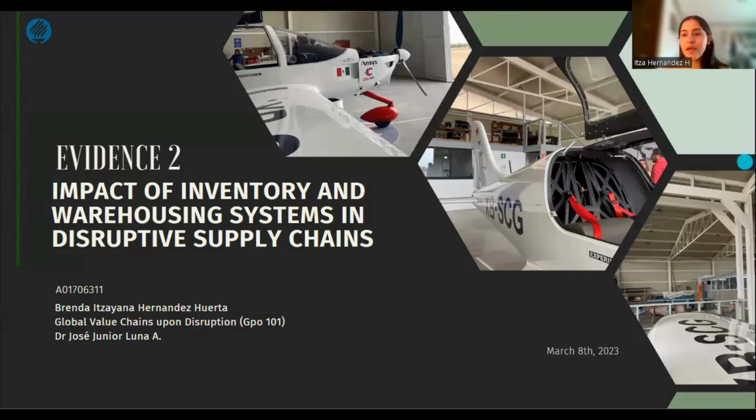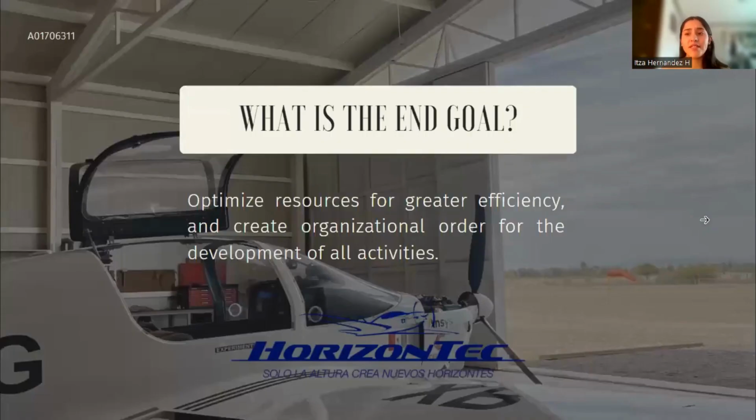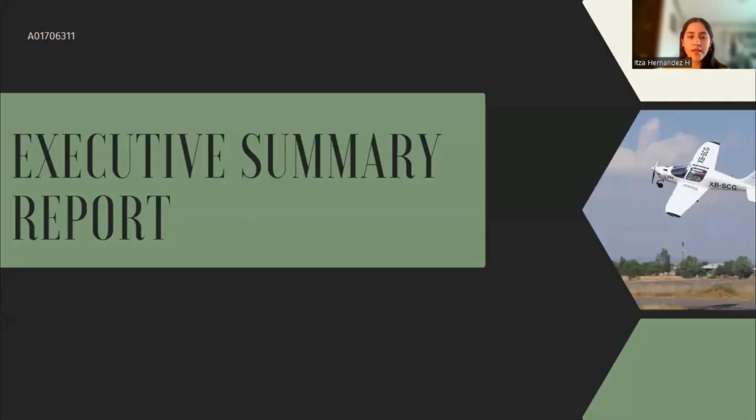Now, to commence today, I would like to pose the question: what is the end goal of utilizing the tools witnessed within this evidence, such as production planning, inventory management, and the consideration of integrating technological tools? It is for the optimization of resources. This creates greater efficiency for the organization, and it creates an organizational order for the development of activities through all areas. Now, considering as if the results found within the Part 1 evidence were for Horizon Tech, this is the executive summary report.